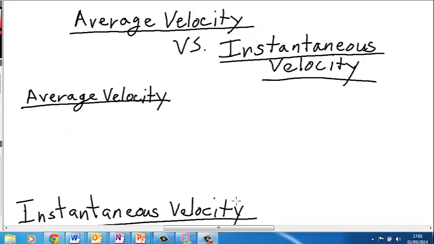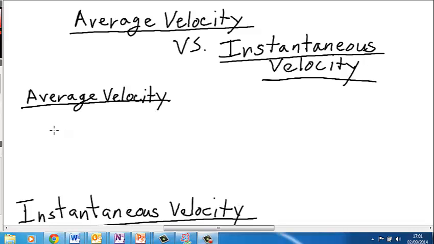So this video is going to be about the difference between average velocity and instantaneous velocity. So let's start with average velocity. Up until this point, we've been talking about average velocity exclusively. And when I talk about average velocity, I mean the velocity that is over the entire trip.